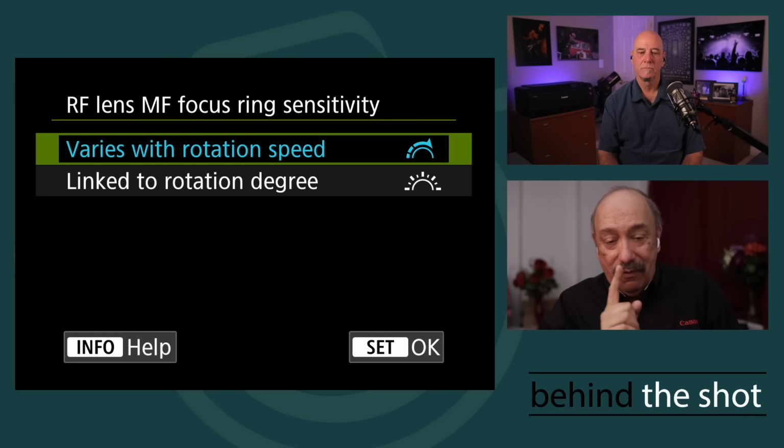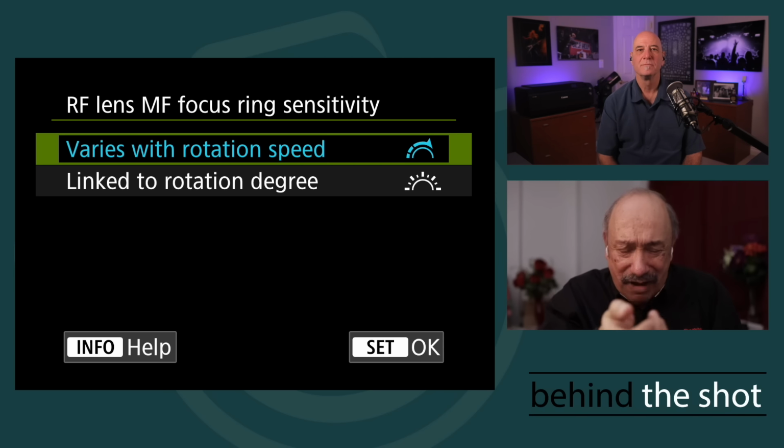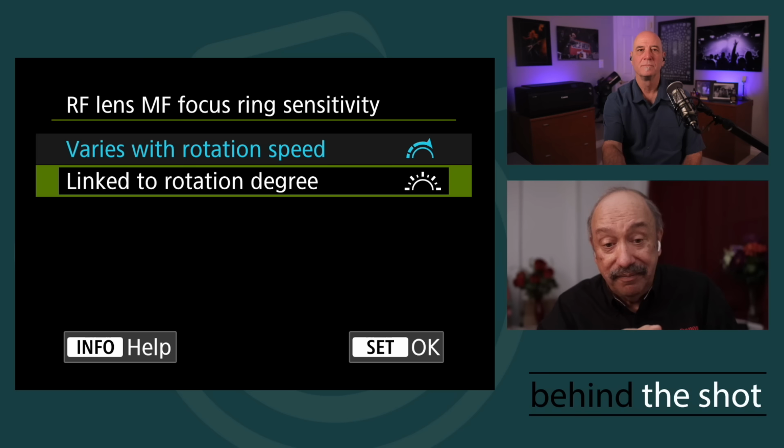A lot of times which is the right one can even depend on what lens you're using. And I can't tell you that with this lens, you do it this way, with this lens, you do it that way. But if you try manual focusing with a given RF lens and you find that I'm going past my focusing point, or it seems like it's a little slow, try the second one, link to rotation degree.